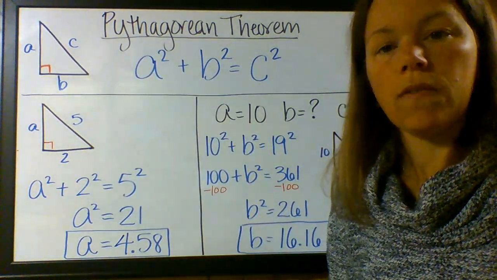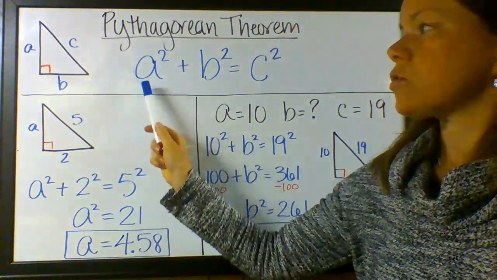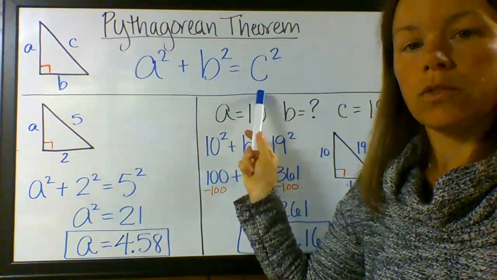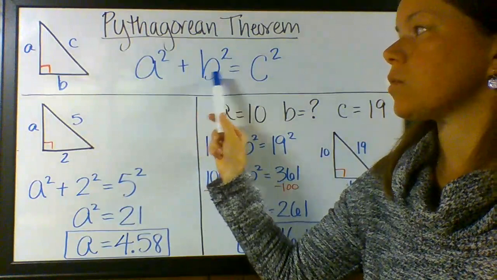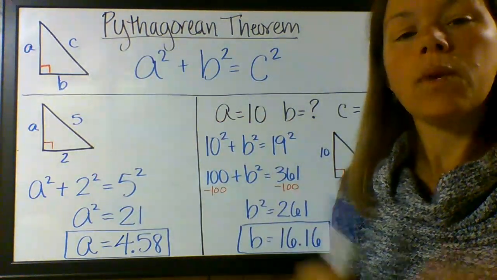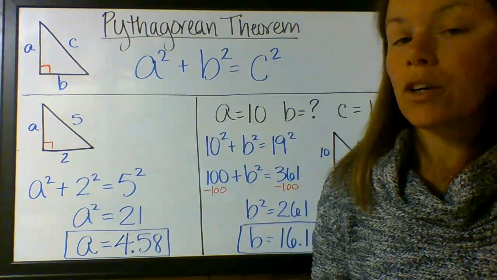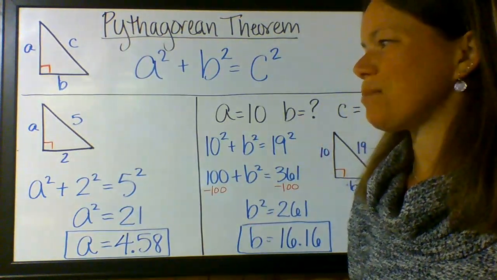Pythagoras found that there was a relationship in every right triangle: the square of one leg plus the square of the other leg equals the square of the hypotenuse. We call that a squared plus b squared equals c squared. Then we can plug the values in and solve for the leg or the hypotenuse that we don't know. Okay, so let's take a look at a couple of examples.